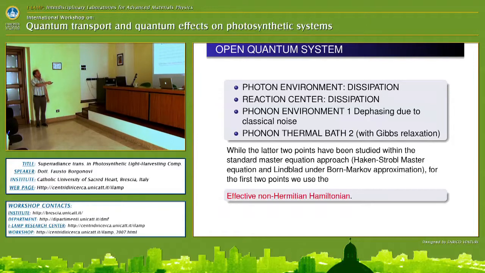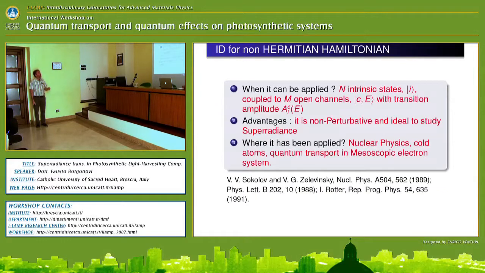Okay, so let's concentrate on the effective non-Hermitian Hamiltonian to model the first one. Our idea was just to meet different communities which are talking about this non-Hermitian Hamiltonian. They come typically from nuclear physics, okay? So you have some intrinsic states which are coupled to some open channels. And then you consider this amplitude, or this transition amplitude, between this intrinsic state and these open channels.